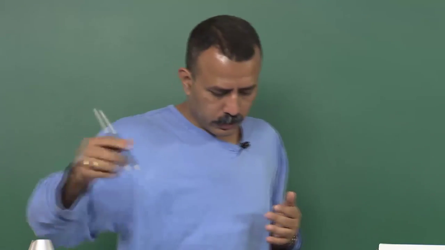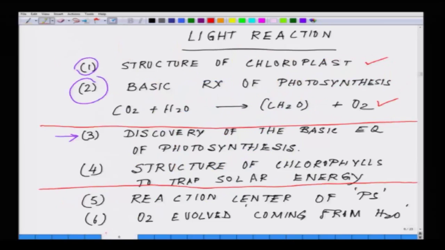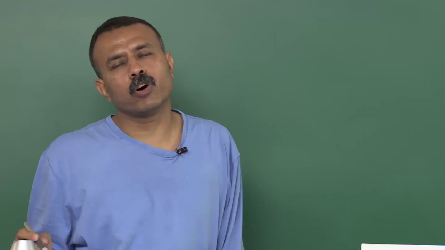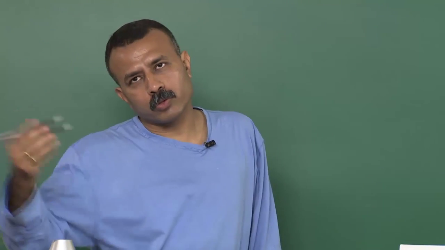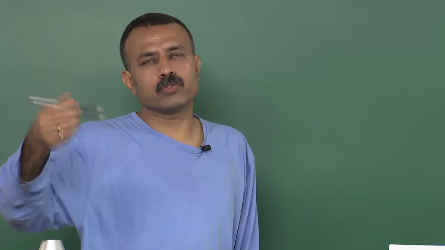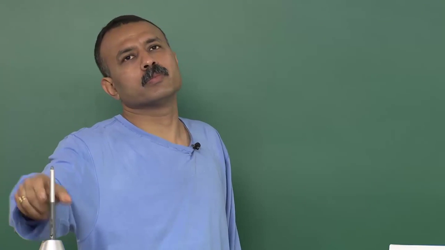In the next class, let's go back to where we were. We are done with the discovery of the basic reactions. We are done with the structure of the chlorophyll to trap solar energy, and now we have just initiated the reaction center. And from the reaction center, we will talk about the different experiments which have been performed, and from there we will move on to the next part and how these will be translated in terms of energy production.